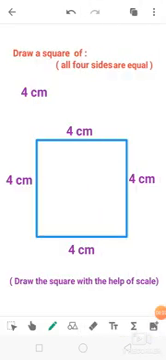This is another sum which you are going to solve in your notebook. Draw a square of 4 centimeter. We all know in a square all 4 sides are equal, and you are going to draw this square with the help of scale. How you have to draw? First you have to place the scale in this direction and take 4 centimeter. Then keep in this direction, draw 4 centimeter. In the same way you are going to complete all sides.